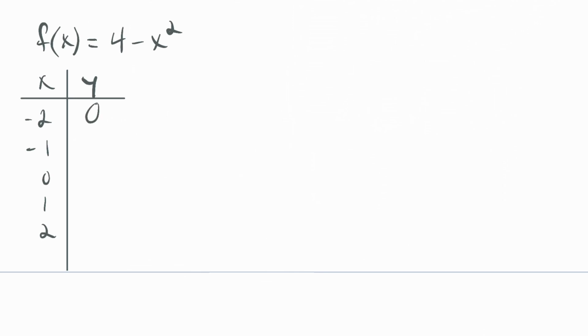So I get 0, right? Now if I plug in -1 into here, I'll have 4 minus, in parentheses, -1 squared. -1 squared is 1, right? -1 times -1, you get 1. So 4 minus 1 is 3. So I get 3. If we plug in 0, 4 minus 0 squared, well, 0 squared is 0. 4 minus 0 is 4. Now if I plug in 1, 1 squared is 1, so 4 minus 1 is 3. And plug in 2, 2 squared is 4, 4 minus 4 is 0.